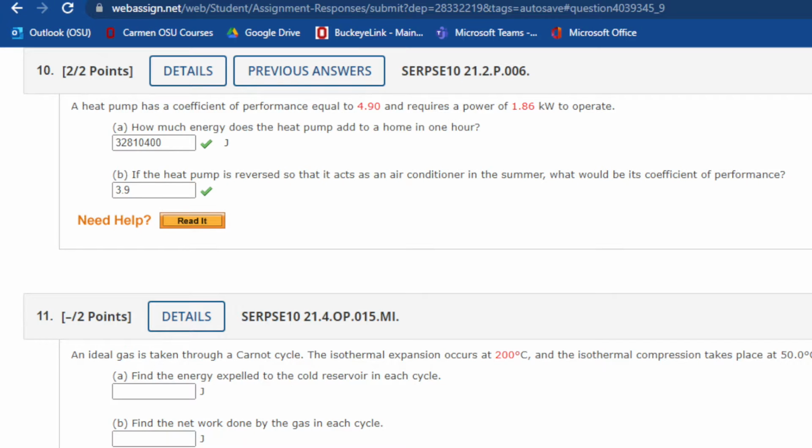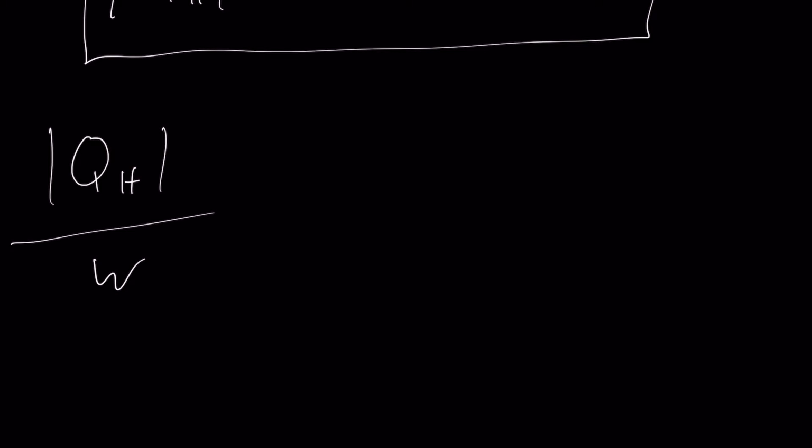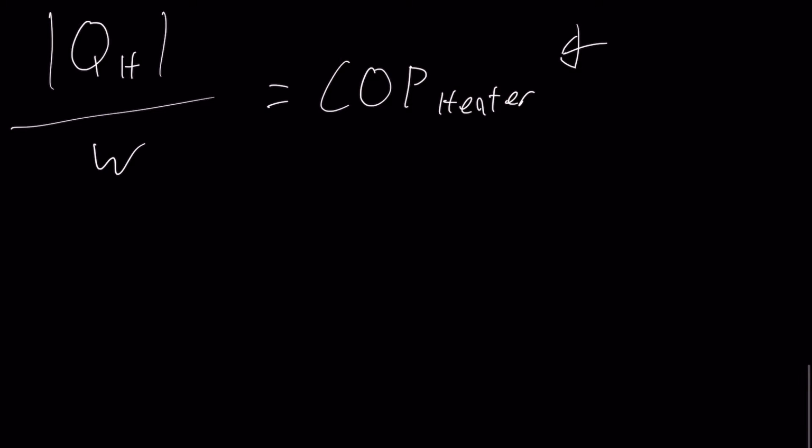Now, here's the kind of hard part, the very theoretical part. Part B wants to know if the heat pump is reversed, so that instead of acting like a heater, it acts like an air conditioner or like a freezer, what would that coefficient of performance be? So what it's asking is, if we're transferring this heater into a freezer, given that we know this, what can we say about this value?